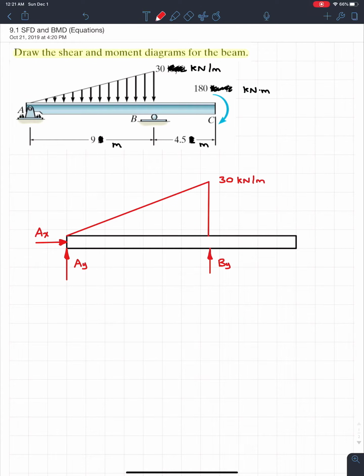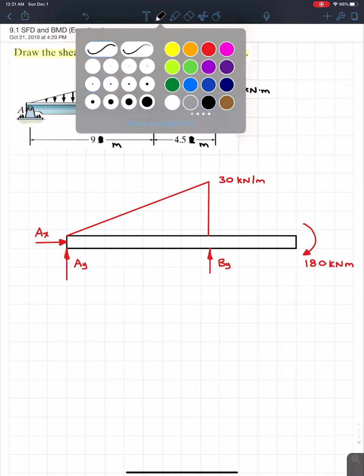And this one is 30 kilonewtons per meter at the peak. And then one thing that's kind of sneaky is there's actually a concentrated moment at the end of the beam. You can't really see it, but it's there to sneak up on you and mess up your grade. So this is 180 kilonewton meters.